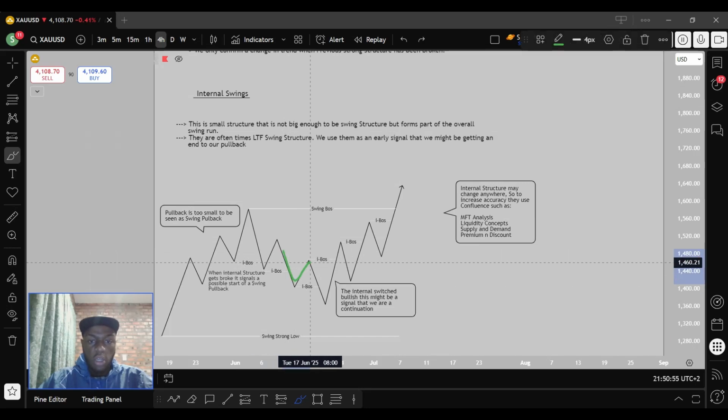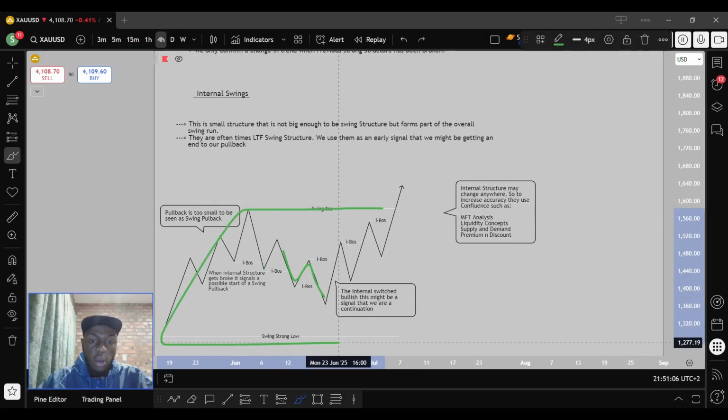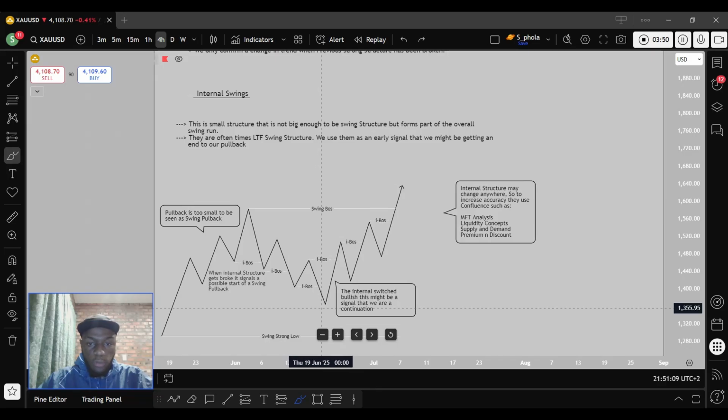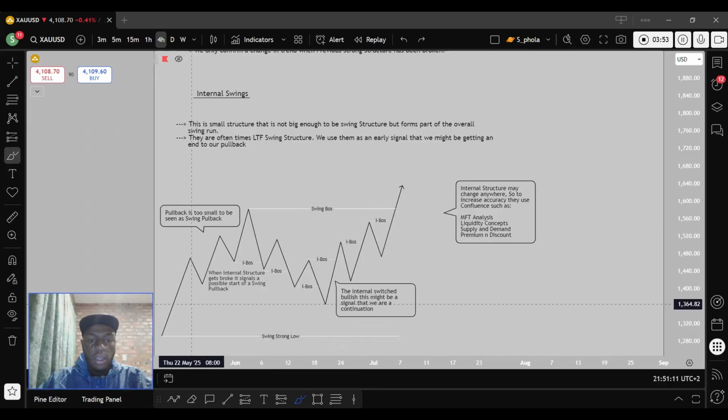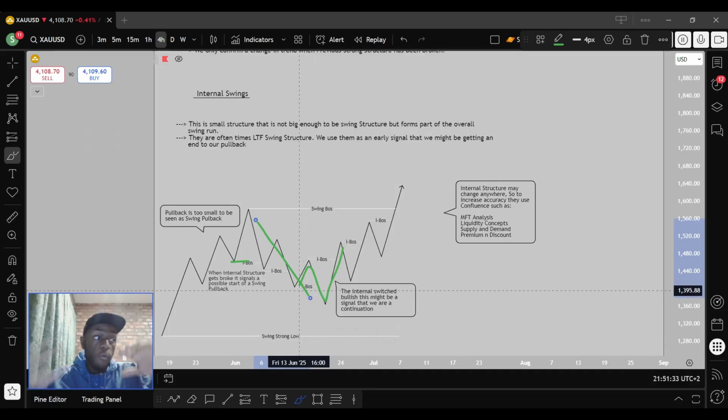Now the overall continuation of internal structure is bearish, facilitating the overall swing structure pullback, right? So cool. Then maybe let's say, whilst internal structure is bearish, internal structure switches bullish. Now we see that here it switched bullish and signaled what? Not a bearish trend. It signaled a pullback of the overall swing structure.